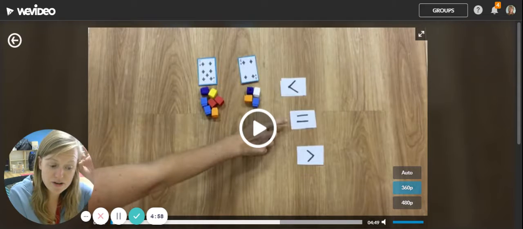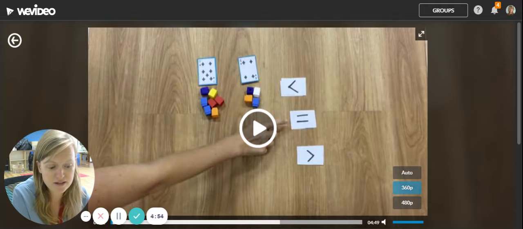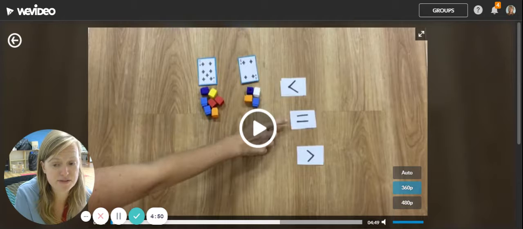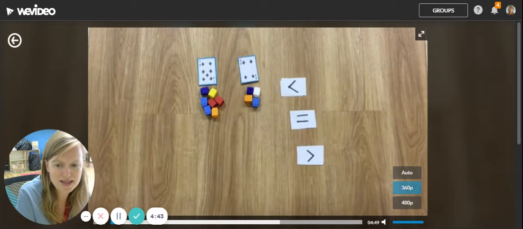Okay, class, today we are talking about putting numbers in order. I've got some cards here. I've got a 7 and a 4, and I've also taken some cubes to represent these numbers visually. I've also got some symbols. I've got greater than, equals to, and less than.